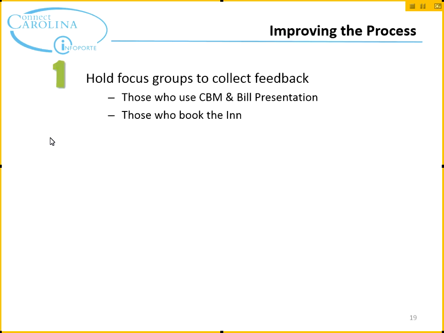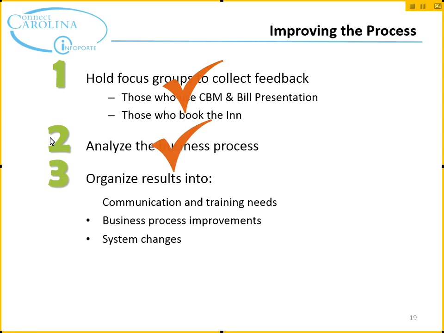The first, and some of you I recognize from faces here participated in these, we held some focus groups with the users, and then we held one group focused specifically on the same processes. Second, we analyzed the business processes for both the end users, or the reconcilers, and the billing area, to see who's doing what and how we might improve there. And then third, we organized the results of both of those analyses into 3 buckets: communication and training meetings, business process improvement, and system enhancement. So we've made it through all of that right now.